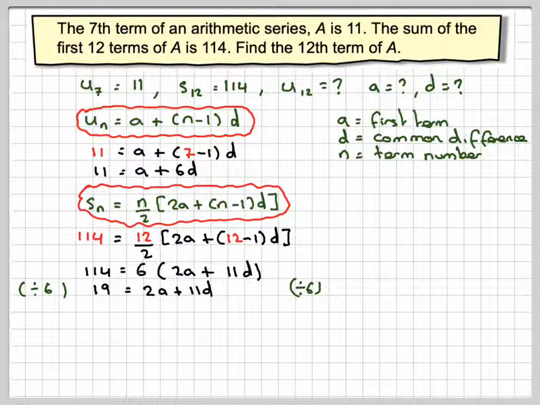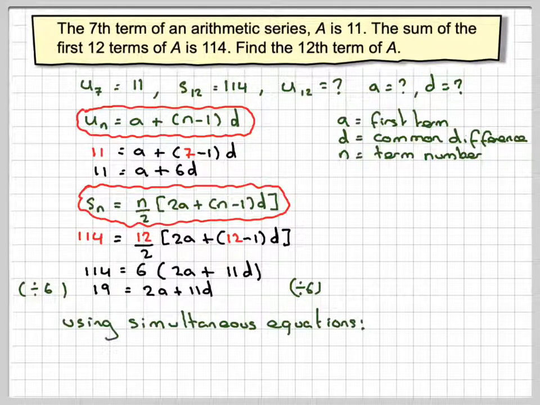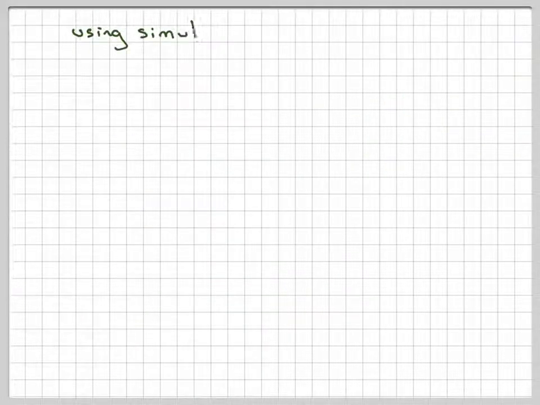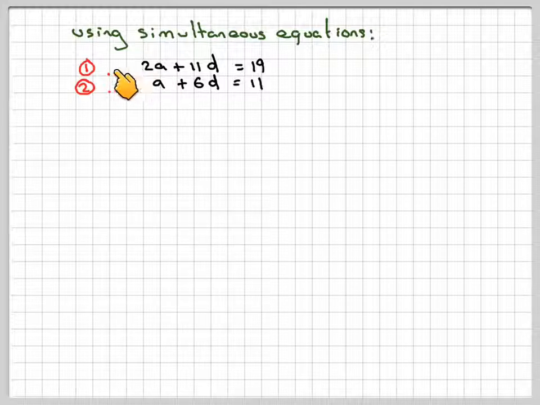And then, because we've got two unknowns and two equations, we're going to form simultaneous equations. This is what you do when you don't know both a and d. So you're going to write down that 2a plus 11d is equal to 19, which is that one. And then I'm going to also write this one down here: a plus 6d is equal to 11, and then I'm going to use simultaneous equations to find a and d. So just writing that down again, I'm going to label the first one number 1 and the second one number 2. It doesn't matter which way round you write these.